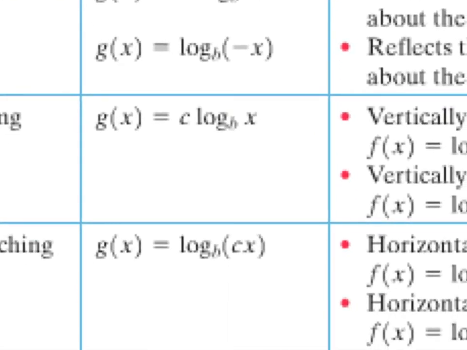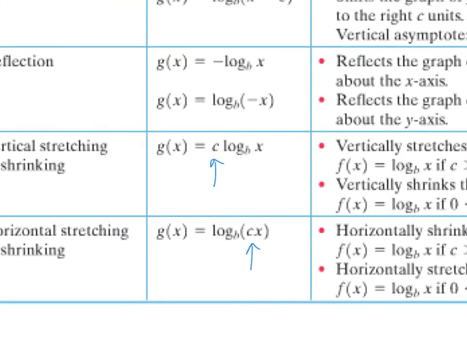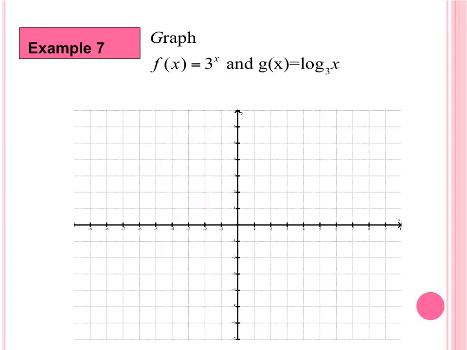If I want to vertically stretch or compress, I'm going to multiply out in front. If I want to horizontally stretch or compress, I multiply where? Inside the parentheses. Same things we've talked about 152,000 times.